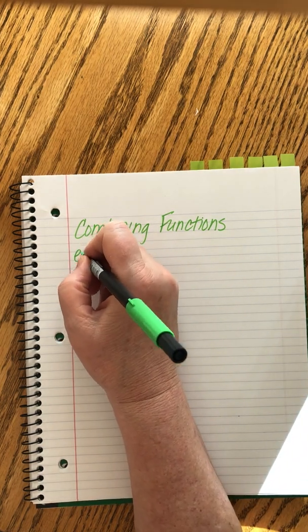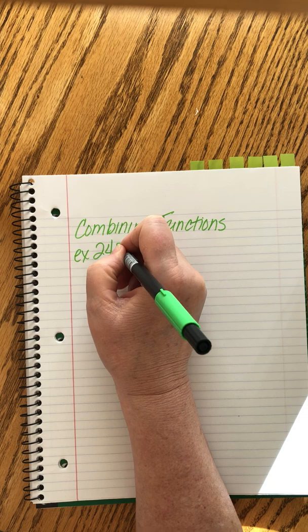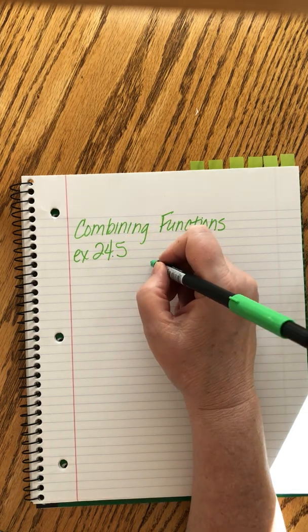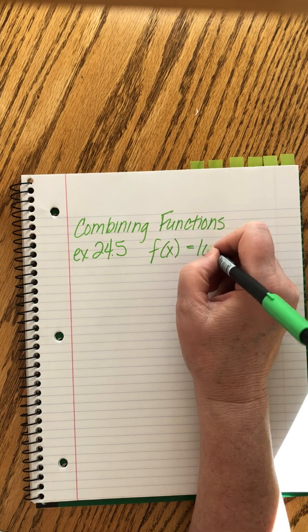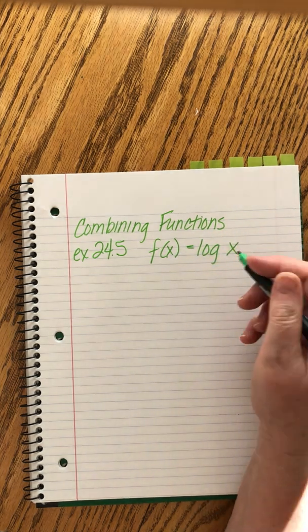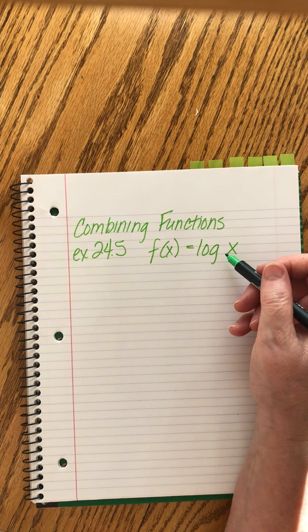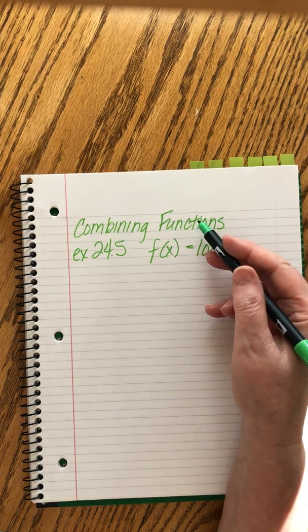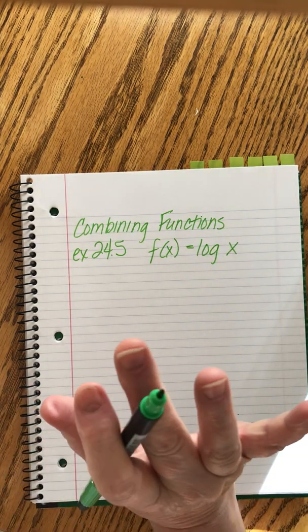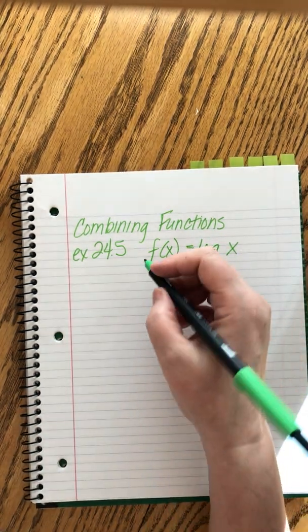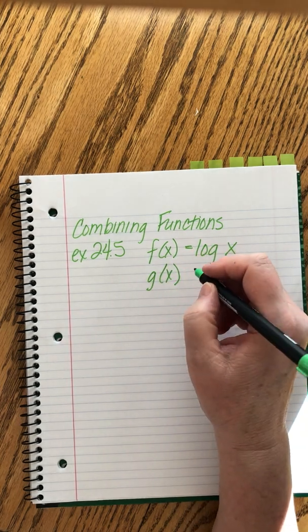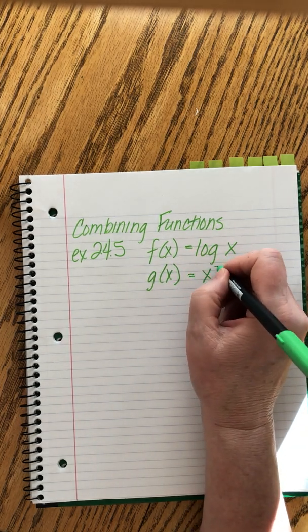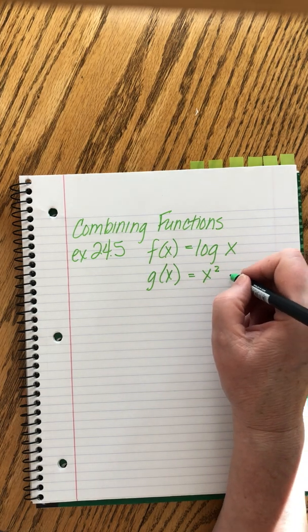Let's do example 24.5. If f of x equals log of x. Ooh, did your blood just run cold when I wrote logarithms? Sounds so scary, but don't worry. Logarithms are a kind of function, but we're not going to do anything complicated with them today. We're doing something super simple. And then we're told there's another function called g of x, and that looks like this.